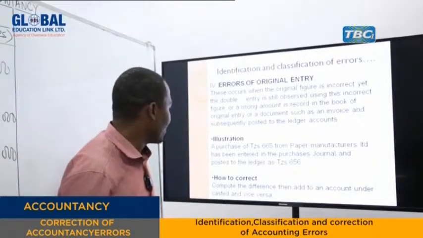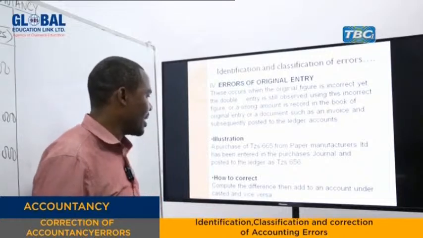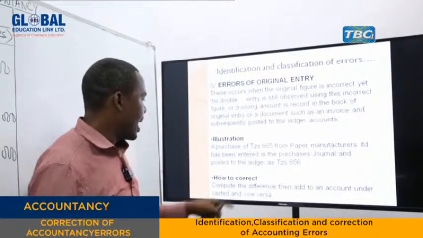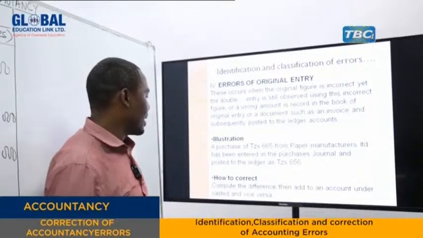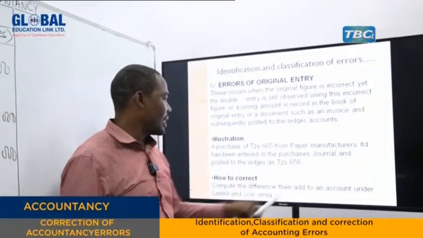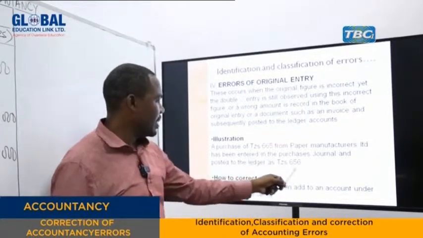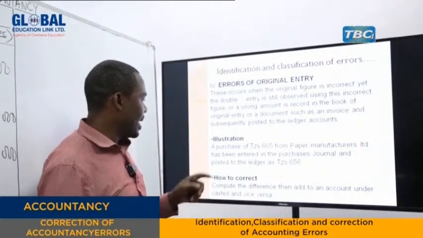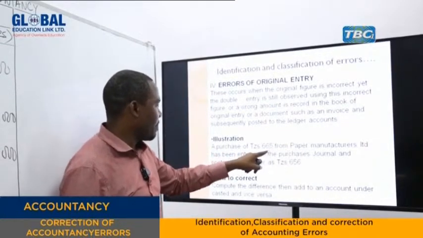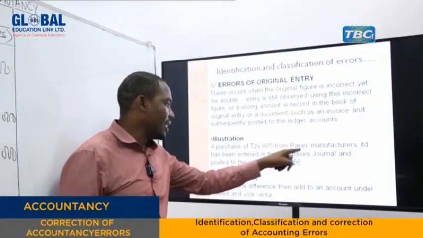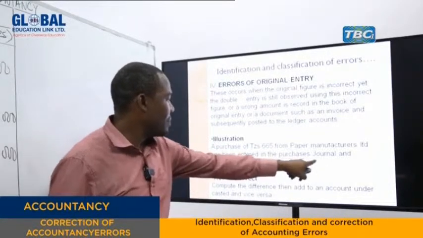Let's see an example. A purchase of TZS 665 from Paper Manufacturers Limited has been entered in the purchases journal and posted to the ledger as TZS 656. If you compare the two figures, 665 and 656, you find that the amount was understated. If you check the difference, it is 9. Understated by how much? By 9 TZS. So it was a purchase from paper manufacturers. If it is a purchase, it was supposed to be debited to purchases account and credited to paper manufacturers, our creditor. So it was recorded in the purchases journal.